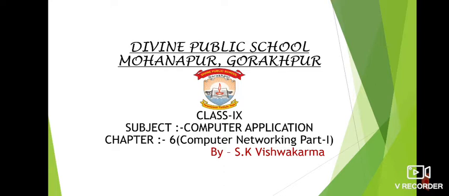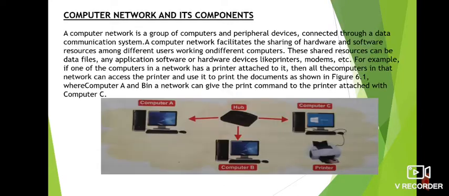Similarly, when two or more computers are connected with each other for sharing data and information, they together form a computer network. Through these links, we can share information with each other over the network. Next, if we discuss computer networks and its components, dear students, a computer network is a group of computers and peripheral devices connected through a data communication system.